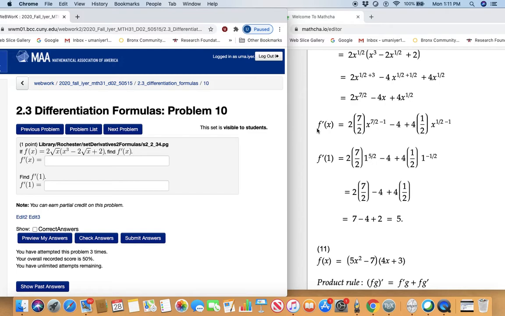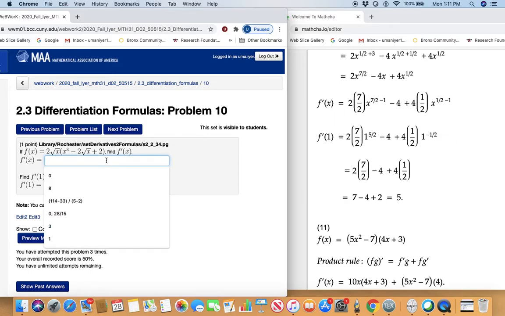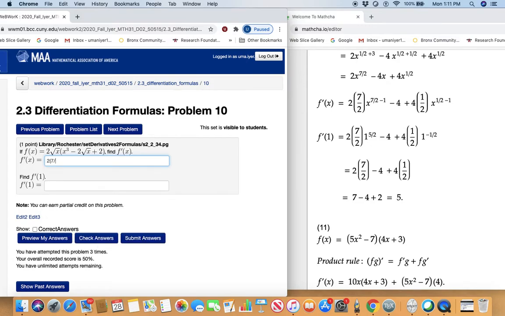Now, let's take the derivative. Power comes down and reduces by 1. Here, power comes down, that's a 4, reduces by 1, so x to the 0 is simply 1. Now, power comes down and reduces by 1. If I simplify this, I get 5 halves. Simplify this, I get negative 1 half. That's all. So let's write f prime of x: 2 times 7 over 2.